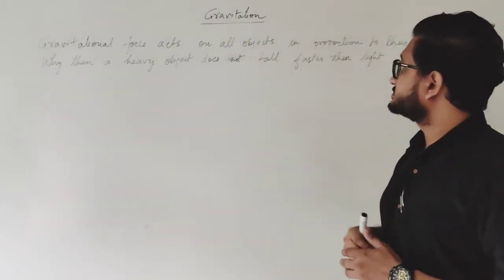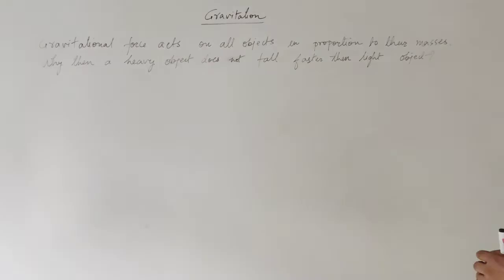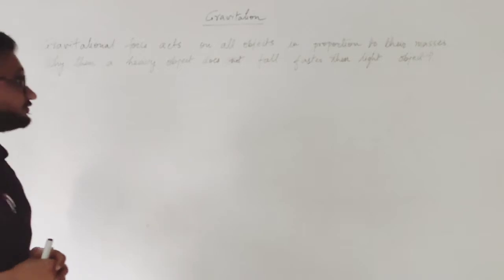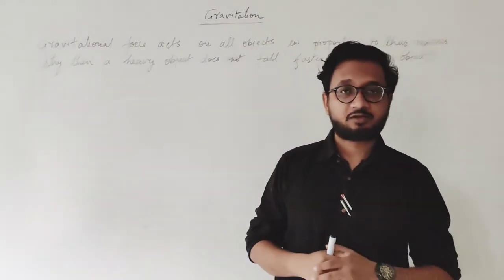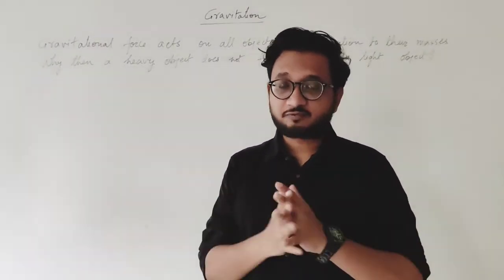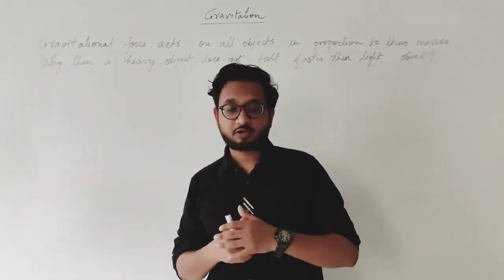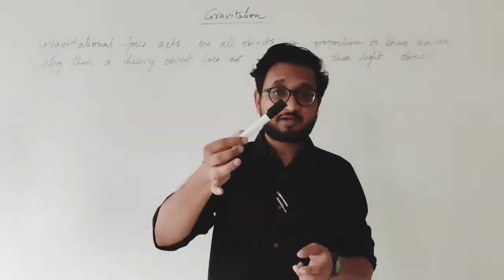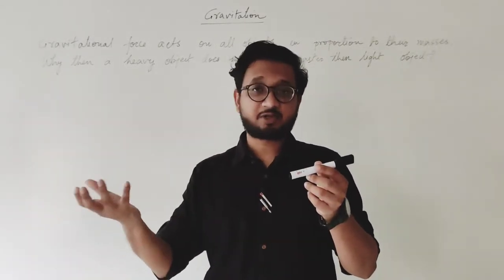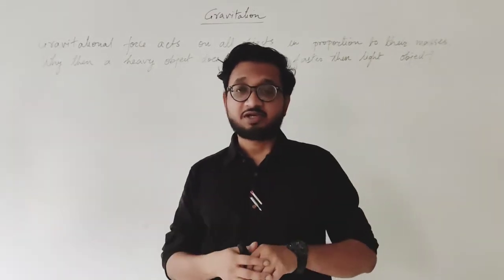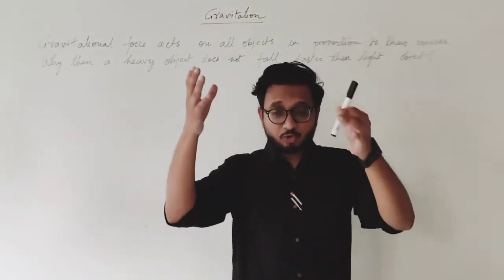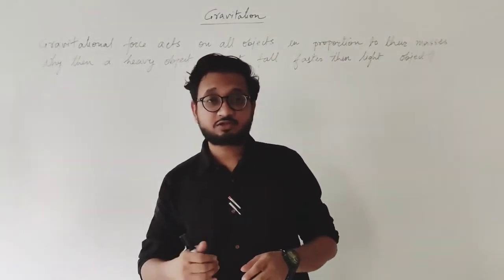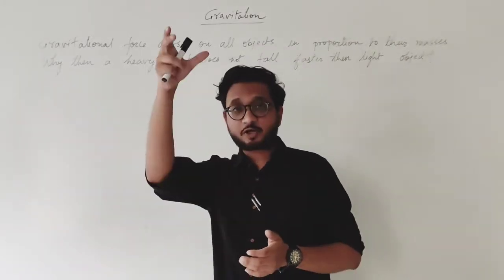The gravitational force acts on all the objects in proportion to their masses. Why then do heavy objects not fall faster than the light object? The question states that the gravitational force between the two objects is dependent on the masses, correct? So if we are comparing a pen to a heavy object like a table or a stone, if we drop both of them, then why does it feel that both of them are actually falling with the same speed? And why is it that the heavy object does not fall faster? Or why does it not move faster?